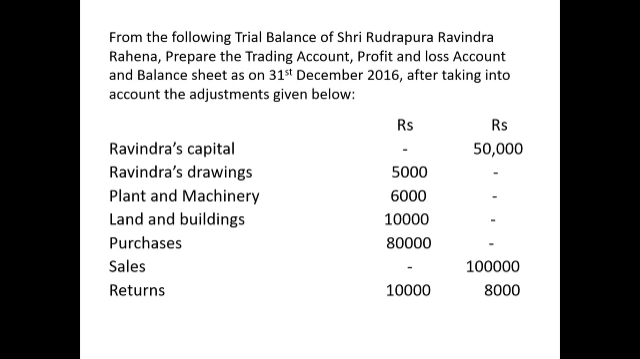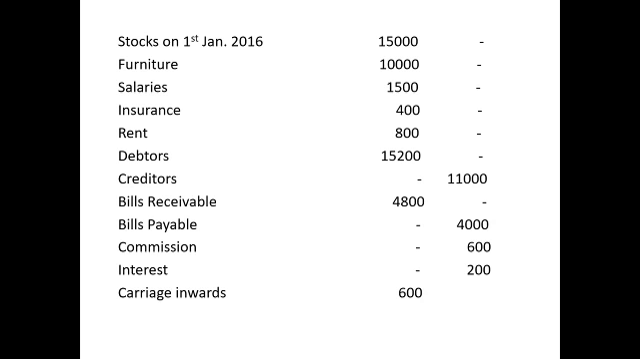Purchases will be on the debit side of the trading account. Sales, or the revenue, will be on the credit side of the trading account. The returns are given: 10,000 will be considered as sales returns and 8,000 as purchase returns. Both the returns should be deducted from the sales and purchases respectively. Next, the stock on 1st January is given, it is considered as opening stock, so it will take place on the debit side of the trading account.